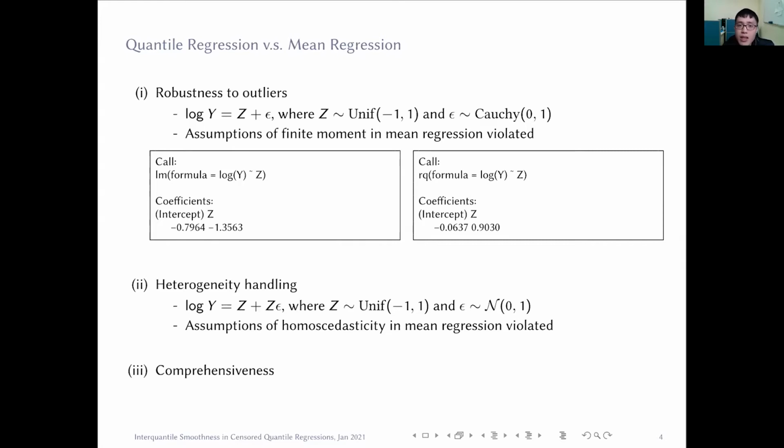It means that when you obtain the conditional quantiles of a random variable, then you can build the whole conditional distribution of it. So it offers more insights compared to the linear regression model.